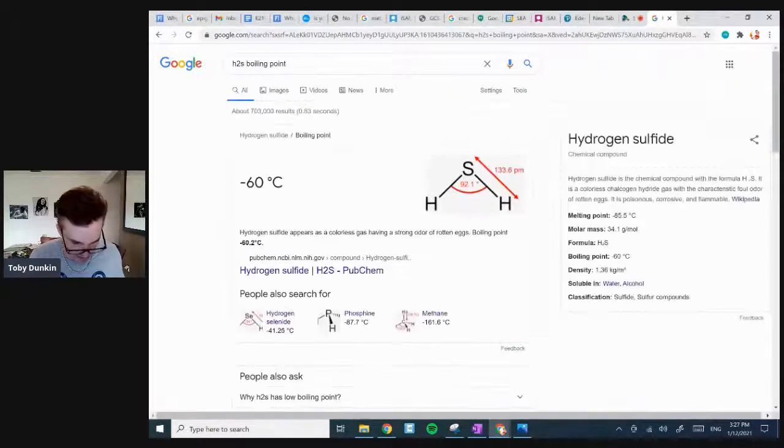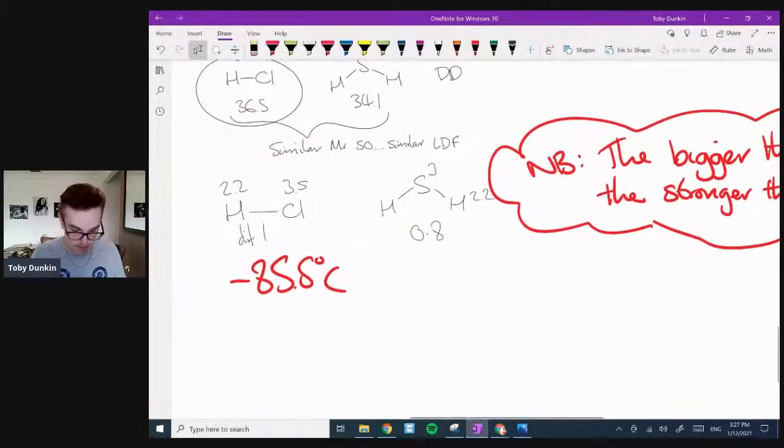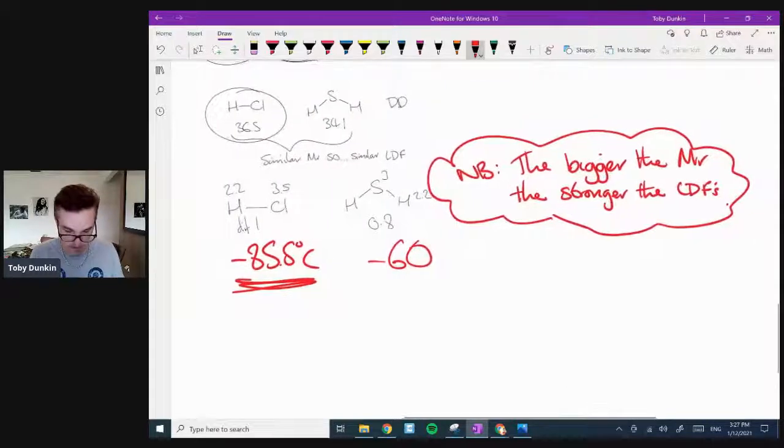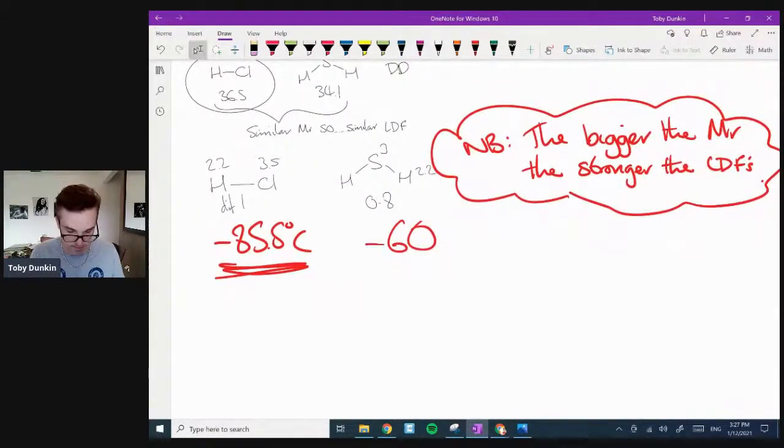H2S, have I done something wrong there? Isn't that interesting? So that's minus 60, whereas I would expect that one to have the higher. It breaks a rule. Difference one. How fascinating. There's going to be something going on there. That's weird.